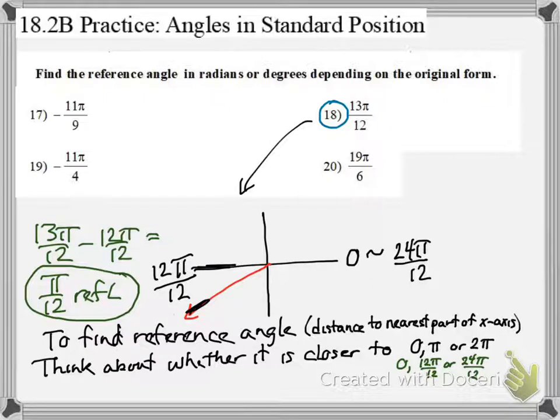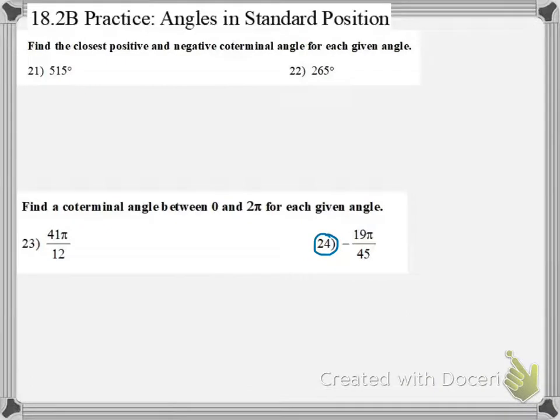Okay, let's look at the next page. Find the closest positive and negative coterminal angle for each given angle. And remember that when we want to find coterminal angles, that means angles that start and end at the same place, I have to add and subtract 360 or add and subtract 2 pi, depending on the situation here.